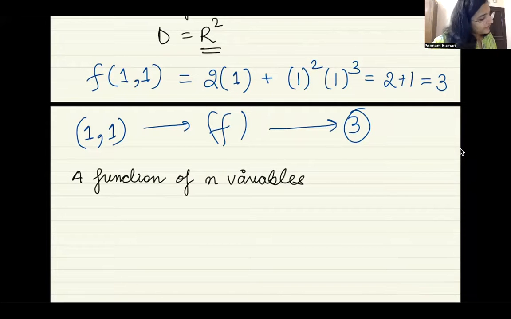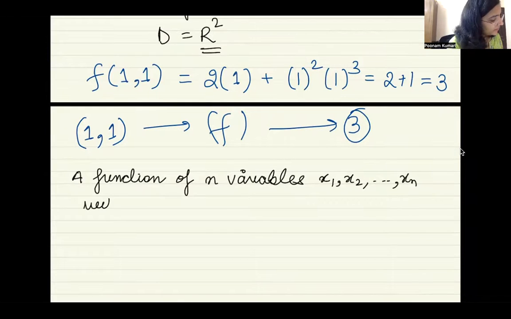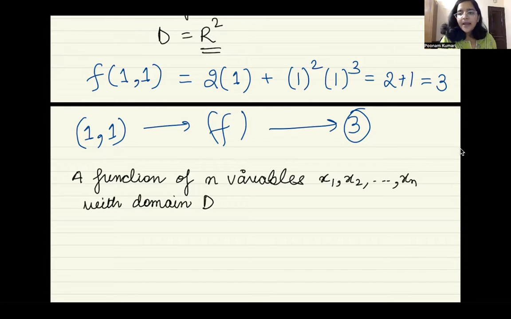Okay, so a function of n variables, what are these variables? x1, x2 up to, let's say, xn. They will also have a domain D. What does domain D mean again? It is the set of all possible values of this vector of ours for which this function will give us values. Okay, the set of all those values is called the domain.